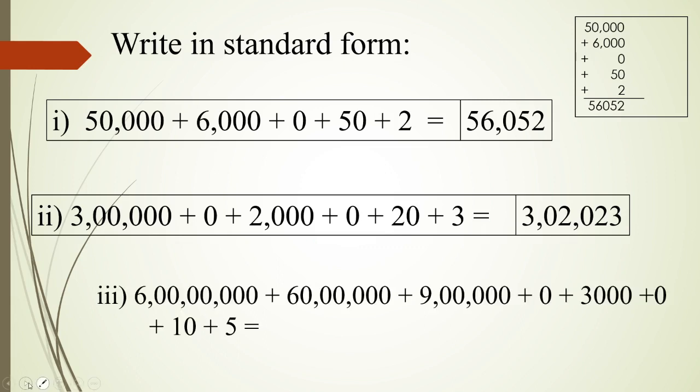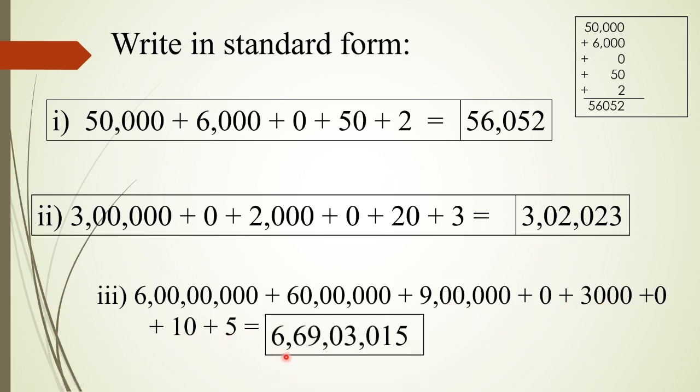Now the last one is, let's check what the number is. Ones, tens, hundred, thousand, 10,000, lakh, 10 lakh and crore. That means 6 crore is there. Okay. Then this is 60 lakh, then 9 lakh, then 0, then 3,000, then 10, then 5. Okay. So if you add all these numbers, you will get 6 crore, 69 lakh, 3015. This is the correct standard form of this expanded form of number.